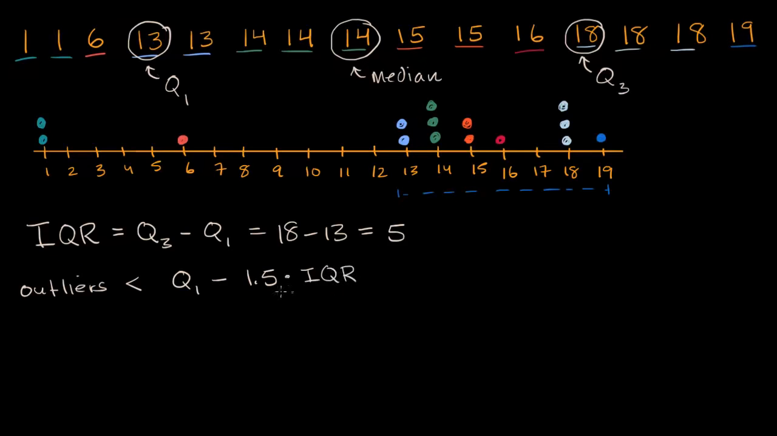And this, once again, this isn't some rule of the universe. This is something that statisticians have kind of said, well, if we want to have a better definition for outliers, let's just agree that it's something that's more than 1.5 times the interquartile range below Q1, or an outlier could be greater than Q3 plus 1.5 times the interquartile range.